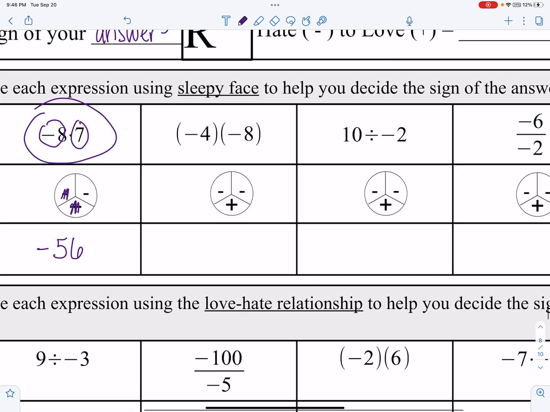So next one, we can see that you have two negatives. So if we're thinking about that trick that we just talked about, two negatives are always going to be a positive, just like two positives are always going to be a positive with multiplying and dividing. But sleepy face wise, you'll see it works the same way. So a -4 and a -8, we are left with a positive. 4 times 8 is 32, and there we go.